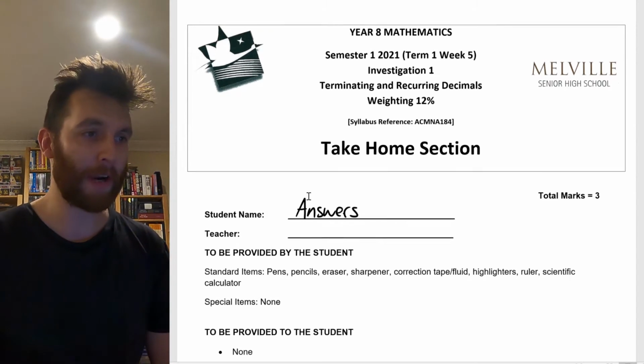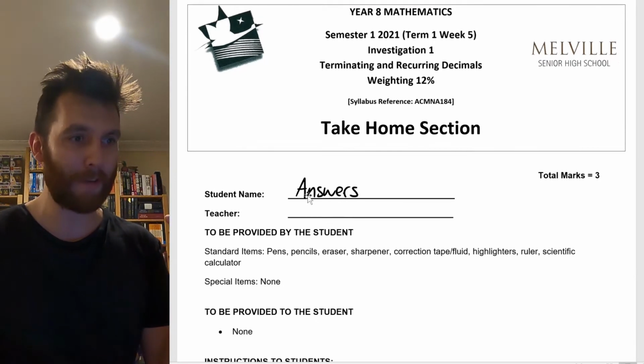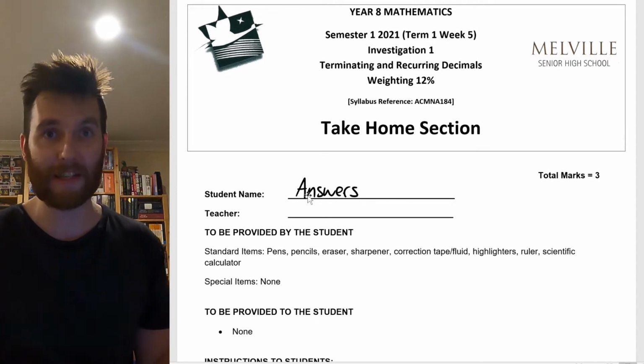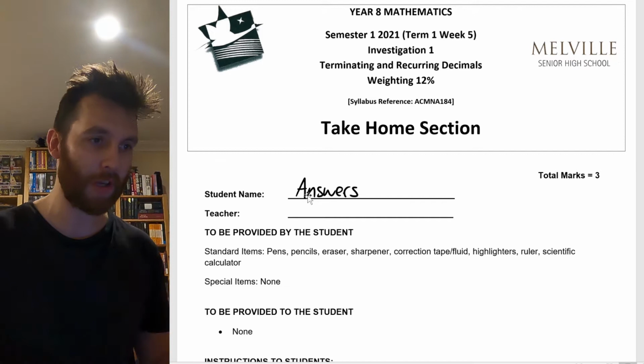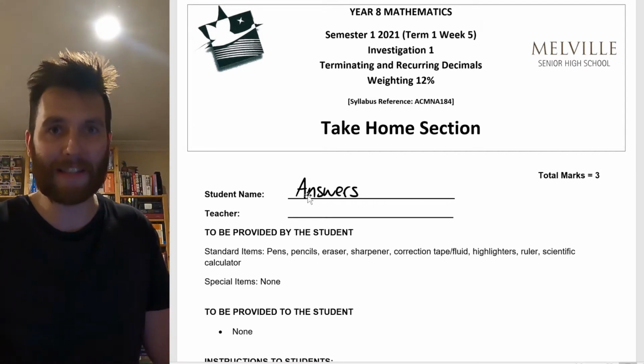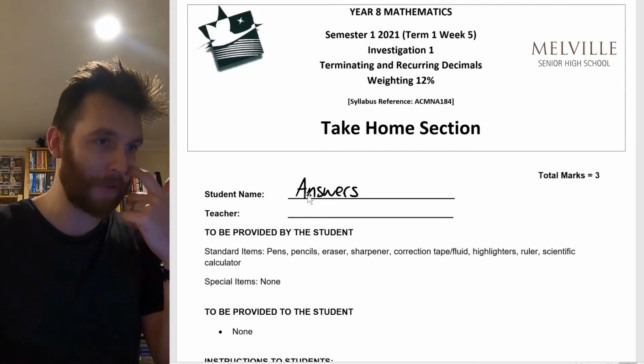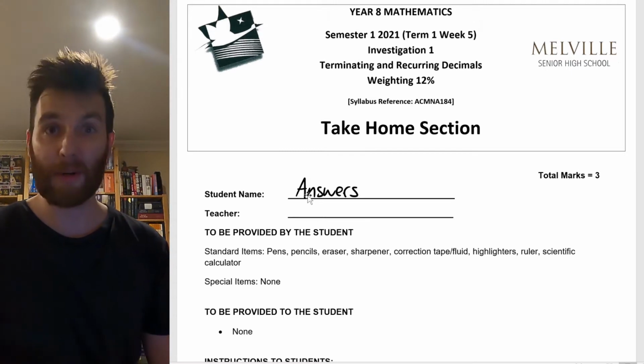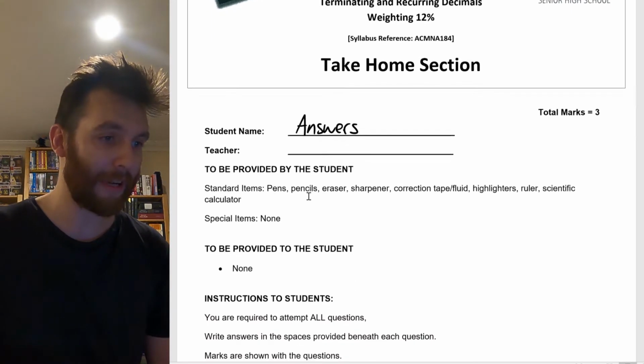Okay, just a little bit of background as to what this actually is. It's part of an assignment called an investigation, and the take-home section is the work you do at home to basically investigate a particular mathematical concept that we've decided to assess you on based on the Year 8 curriculum.